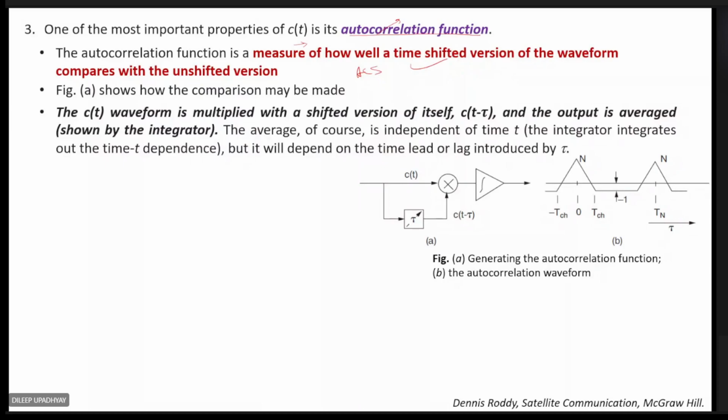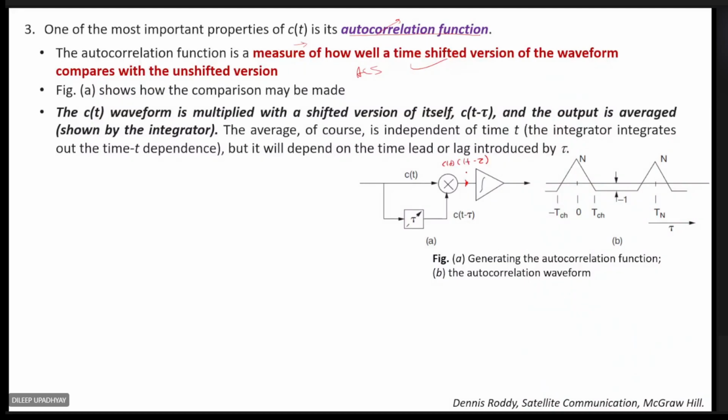So how can we calculate the autocorrelation function for the PN sequence? In fact, this block diagram is valid not only for this PN sequence but for any sequence to find out the autocorrelation function. That is, we have c(t), and here we have the time-shifted version of c(t). So at this point we get c(t) into c(t minus tau).